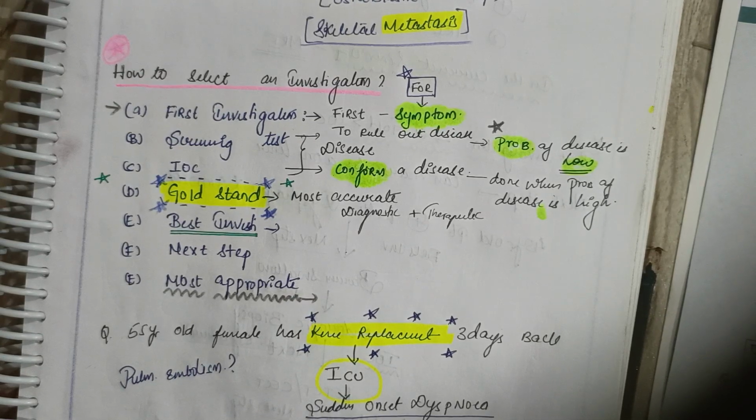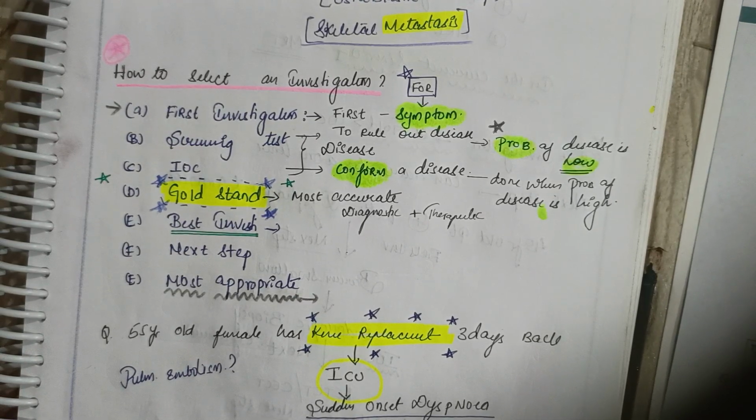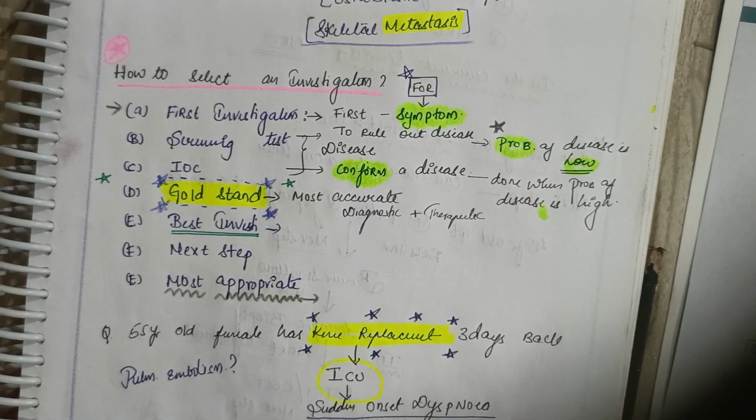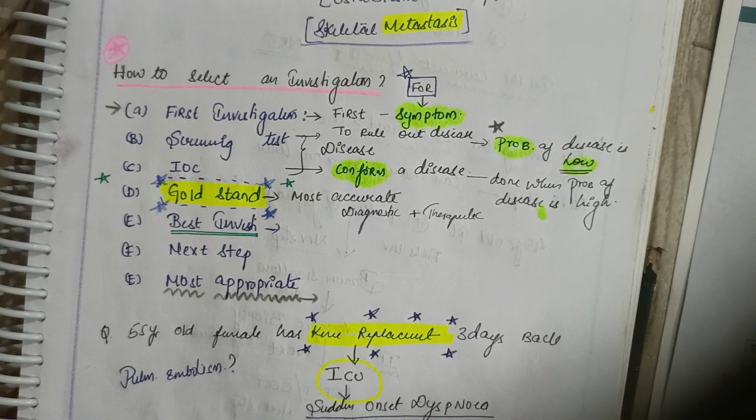The first investigation is the investigation for the symptom. For example, a person comes with a cough of one month's history; you're going to go for an X-ray, because the symptom can be because of the lungs. Next, a screening test is done to rule out the disease, where the probability of disease is low.